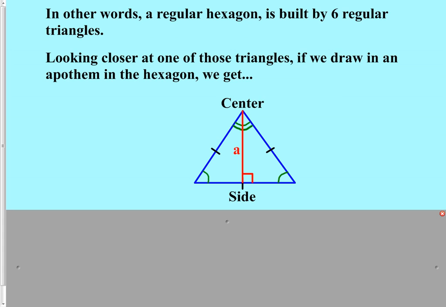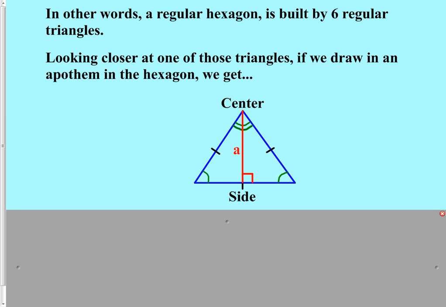Okay, so the peak of this triangle that I'm showing you now, that is where the center point of the hexagon used to be. And an apothem has been drawn in. Now notice that the angle near the center of the hexagon is subdivided into two pieces, and as it turns out, that angle is bisected, because an apothem is perpendicular to the base of the triangle.